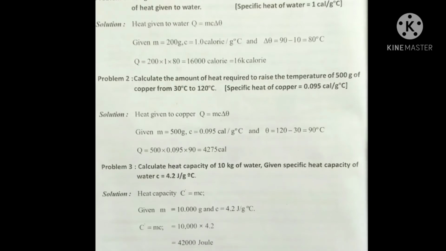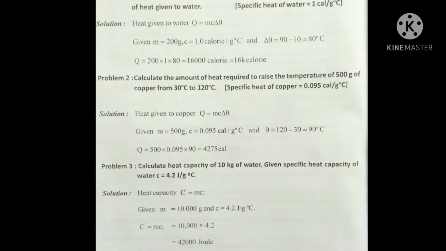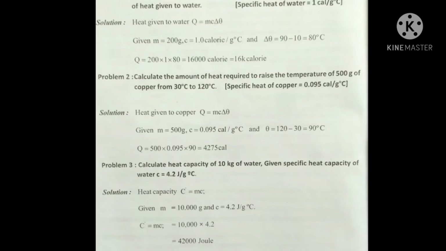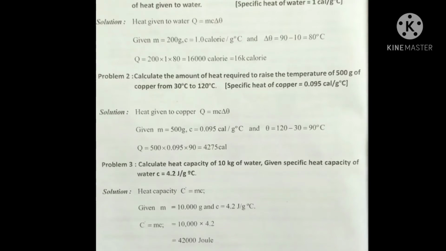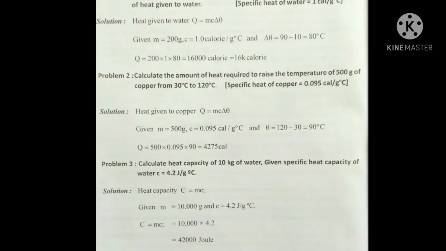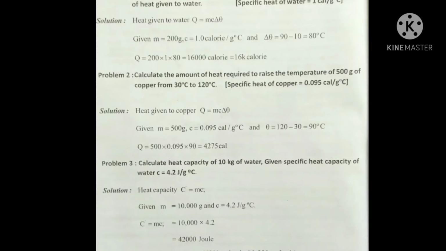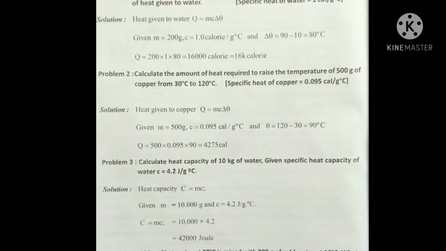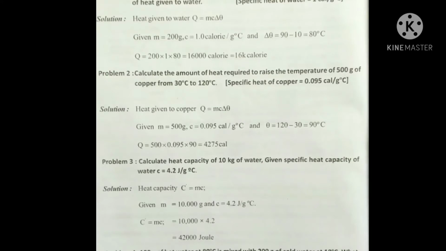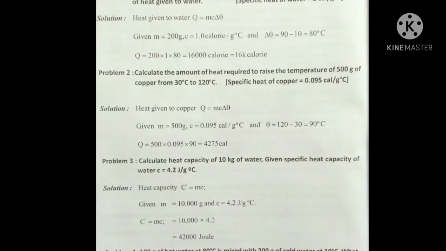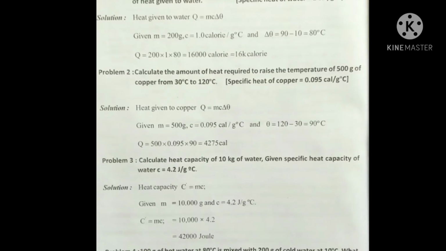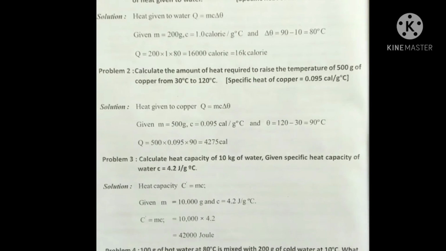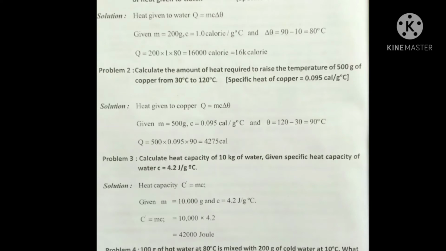So m, the mass of the body, is 500 grams, and c, the specific heat of the body, is 0.095 calories per gram degree centigrade. The change in temperature delta capital T is 120 degrees minus 30 degrees, which is equal to 90 degrees. Here all units are in the CGS system. Grams is the CGS system, calories per gram degree centigrade is the CGS system.